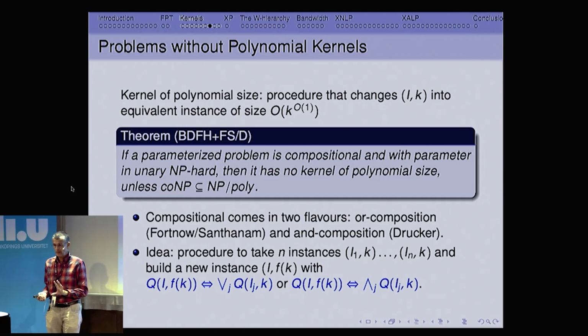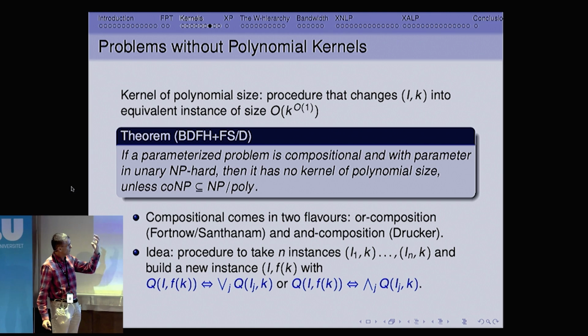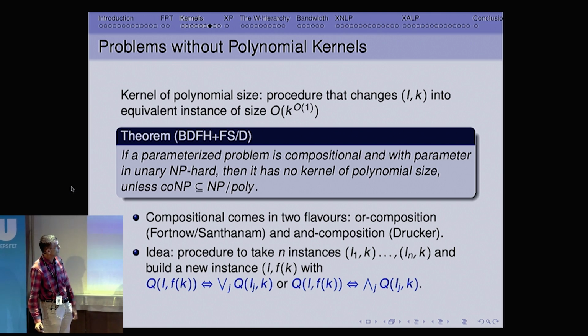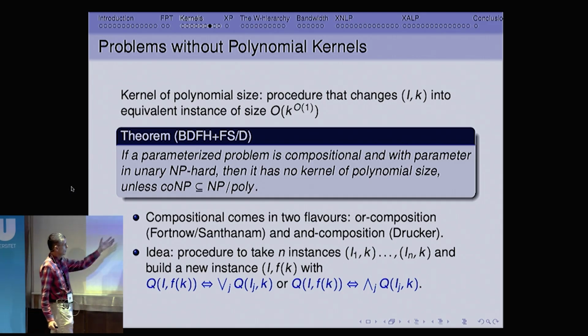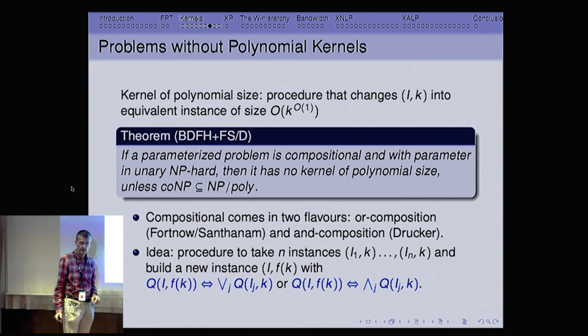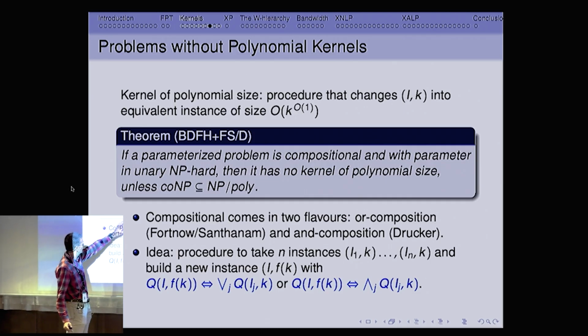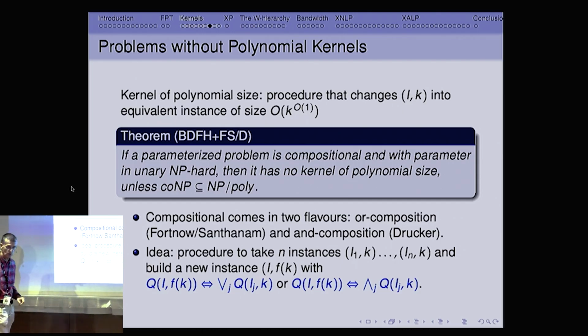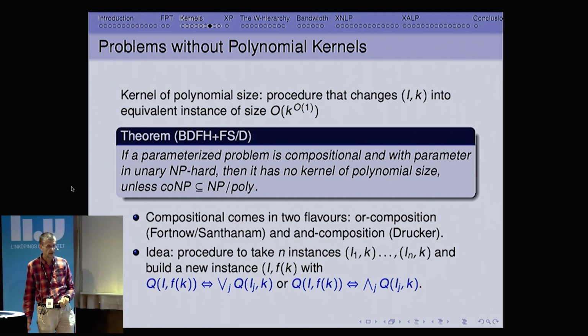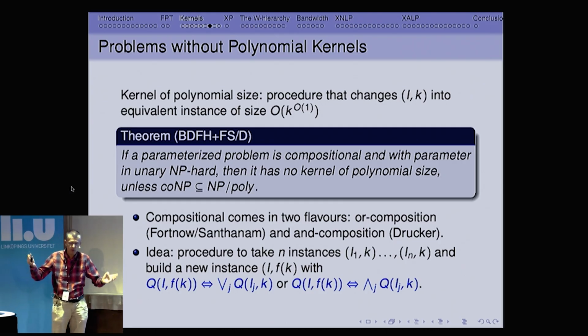There are some technical details which I sweep under the carpet, but the basic idea is that there is something which we call compositional, and if a parameterized problem is compositional and it is NP hard to decide the problem with the parameter given in unary, then this problem does not have a kernel of polynomial size unless something in complexity theory happens that people don't believe, which is co-NP is a subset of NP/poly. That would also mean that the polynomial hierarchy would collapse to the second level, and people believe that the polynomial hierarchy doesn't collapse.